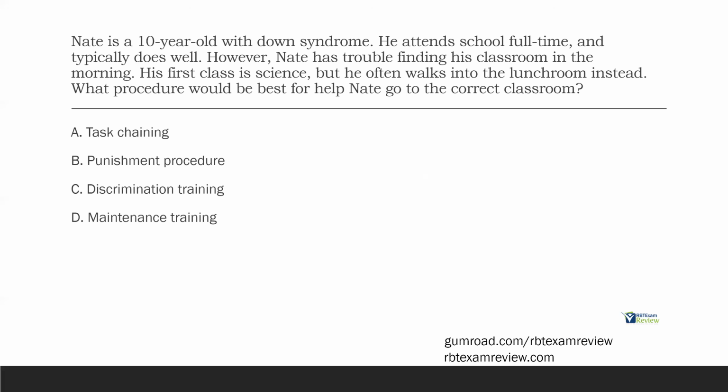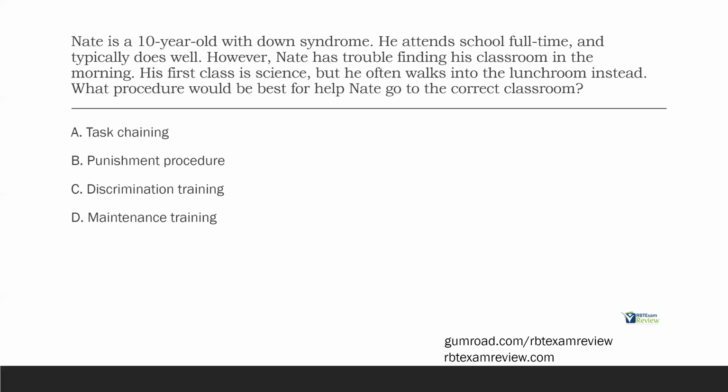B, punishment procedure. Are we going to punish Nate? No, right? We never jump to punishment first. We always try to use reinforcement first, right? There's just no indication that punishment is needed here. C, discrimination training. Absolutely. Discrimination is that word that I was hoping you would think of, okay, while we were talking about this question. When we're trying to tell the difference between two stimuli or tell the difference between two or three anything, we're learning to discriminate.